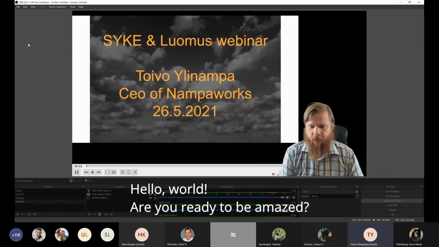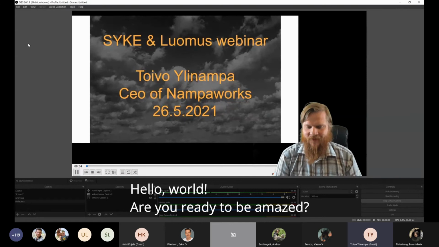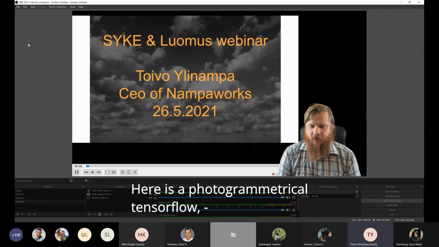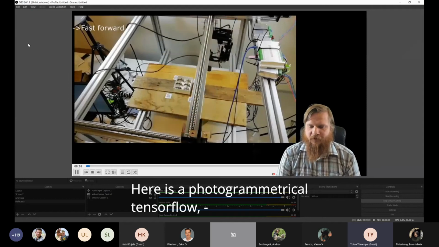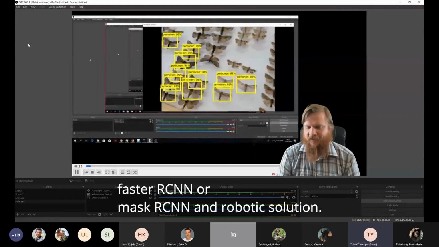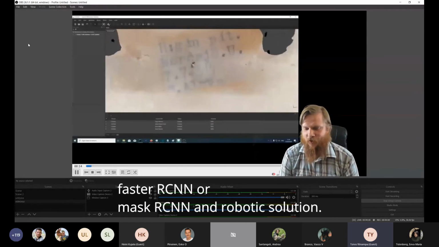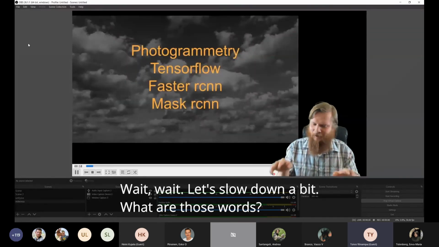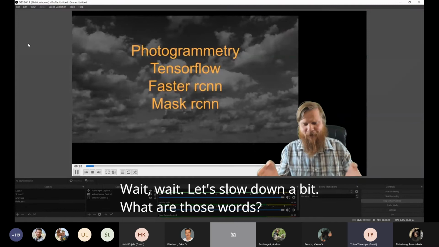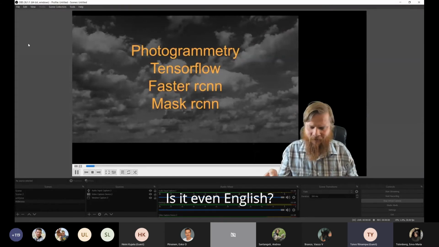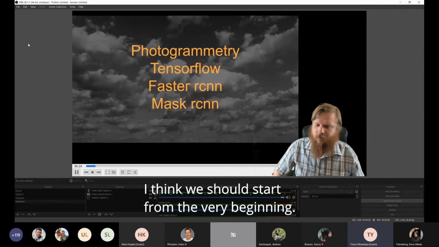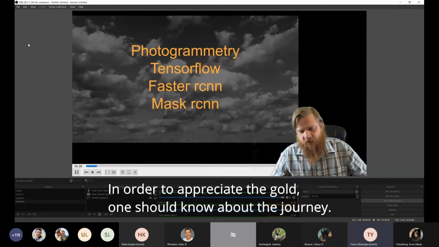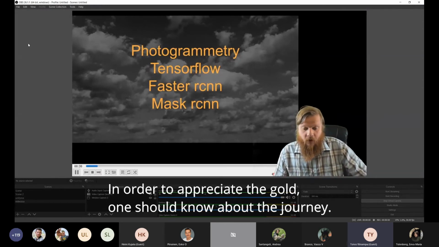Hello world, are you ready to be amazed? Okay, here is a photogrammetrical TensorFlow faster RCNN / mask RCNN robotic solution. Wait, whoa. Let's slow down a bit. What are those words? Is it even English? I think we should start from the very beginning. You know, in order to appreciate the goal, one should know about the journey.